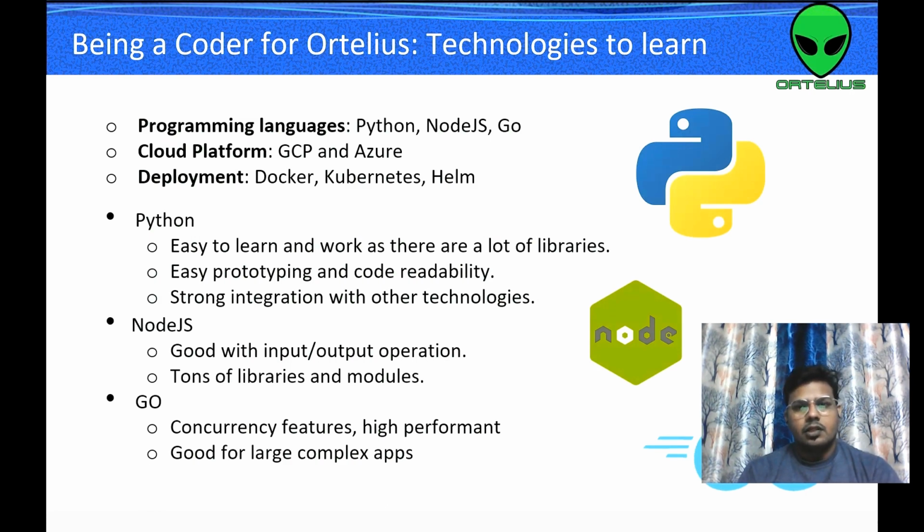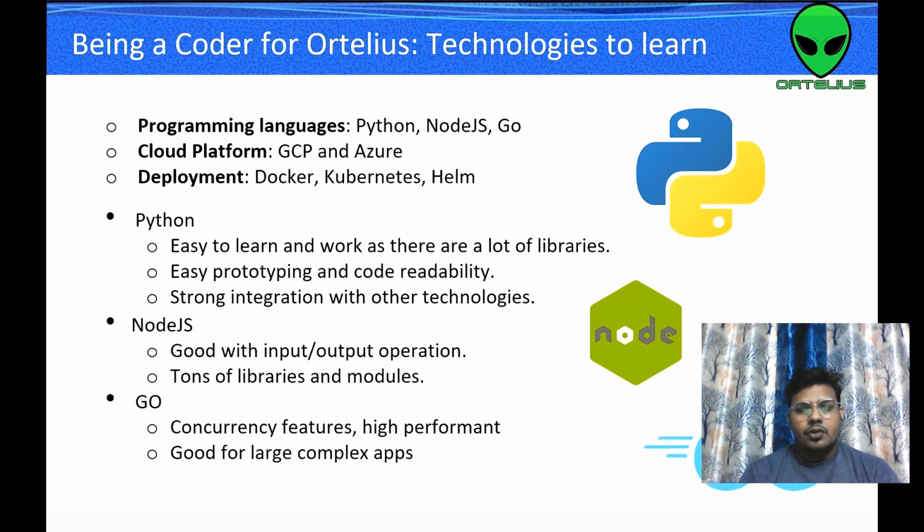Being a coder for Ortelius. This slide talks about what technologies we use, and obviously what opportunity you have in terms of learning different technologies. We have quite a range of technologies. The programming languages that we use primarily are Python, Node.js, Golang. The cloud platforms that we use are GCP and Azure.